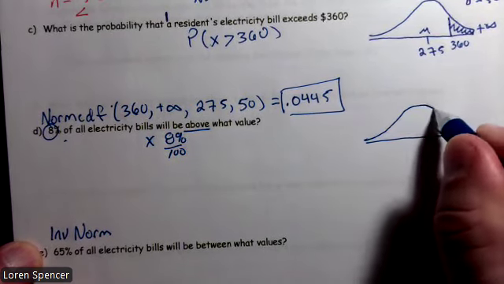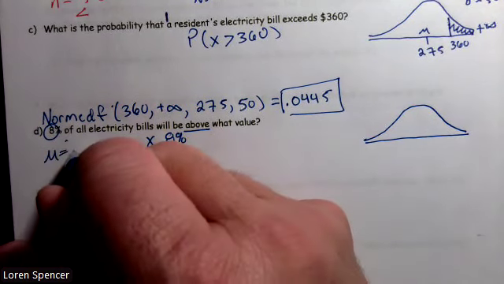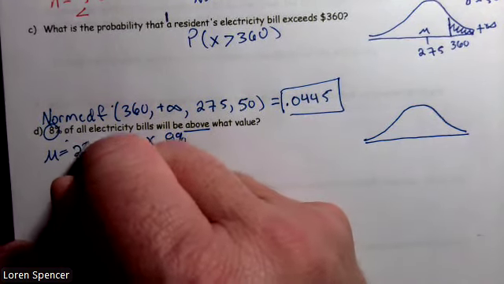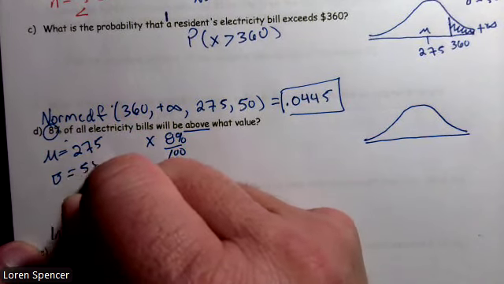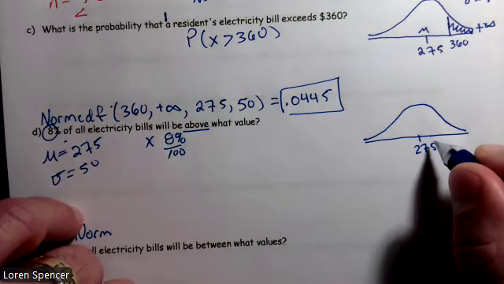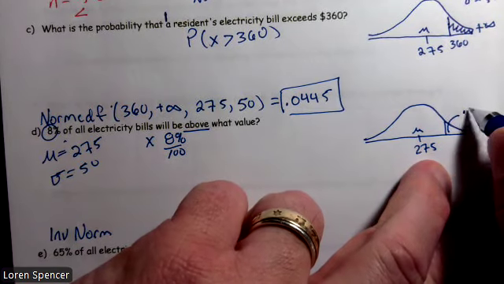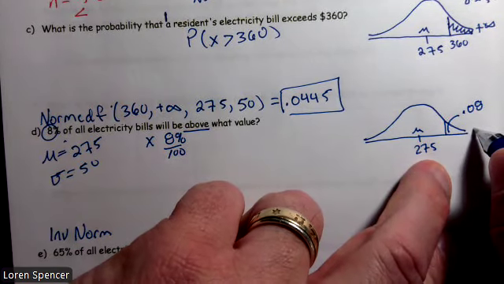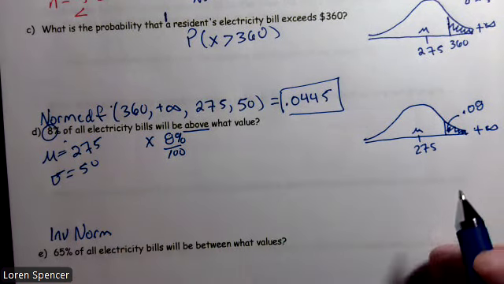And this time they're looking for the actual values. Please remember, they gave us the mean equaling 275, and they gave me a standard deviation of the population equal to 50. So my mean is 275, and we're looking for 8%, which is right here, 0.08. And remember, it does go to positive infinity.